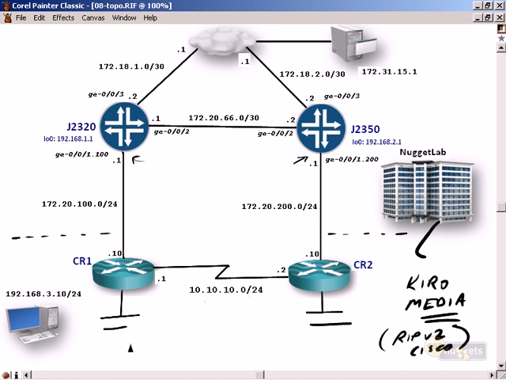The first thing I want to do is take a look at this existing router at Kiro Media, CR1, which is an Integrated Services Router from Cisco, and I really want to focus on this link right here, which will have an address of 172.20.100.10, because this is the link that's ultimately going to be connecting to this Juniper router when we do our migration. So let's take a look at that particular router in my terminal session.